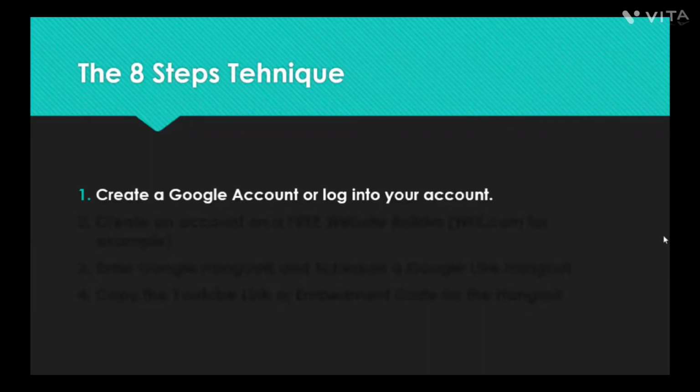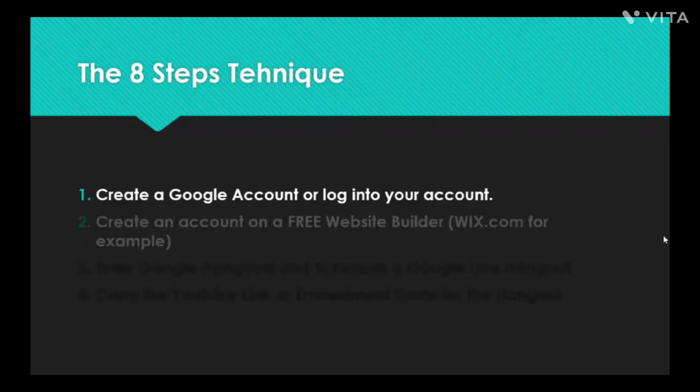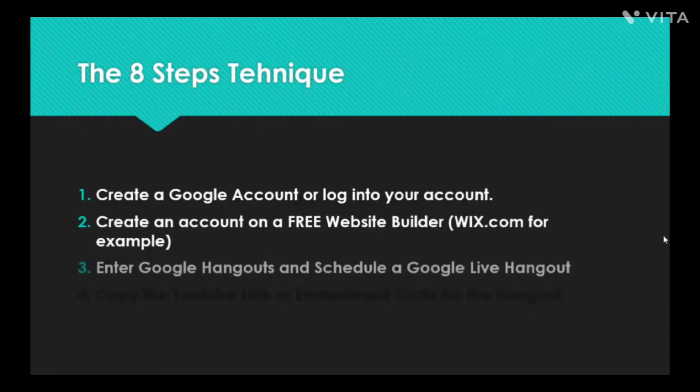So first of all, you need to create a Google account or log into your actual account if you have one. If you already have a Google account, you probably know already that you also have a YouTube account. You also have access to Google Drive and all the apps that Google has at our disposal. Then you need to create an account on a free website builder, and an example for that is Wix.com, and I will show you exactly in a future video how to use that.